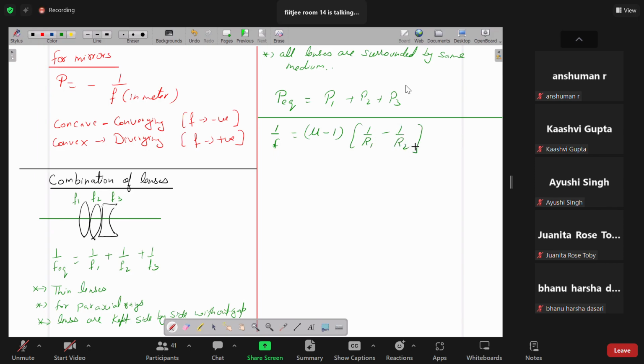Using this formula, we'll be solving some questions. I'm not giving you direct questions of these are the lenses. I'm giving you some questions where we'll practice lens maker formula and combination of lenses. So I'm giving you this question where there is a convex lens and a concave lens kept side by side.